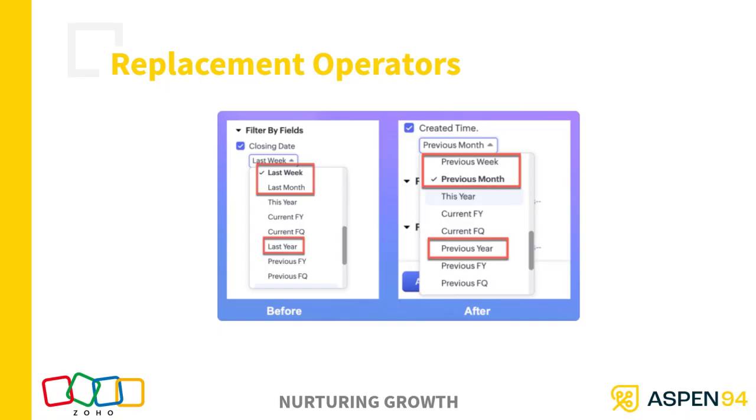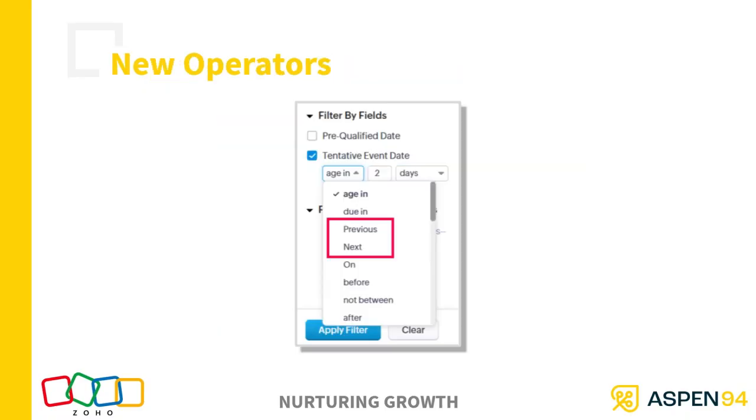The switch from last to previous offers a clear understanding that previous defines the period immediately before the current period. The filters for this week, month, and year, and next week, month, and year remain the same. These new operators will add more precise and dynamic filtering to our date fields. So let's see how it works.